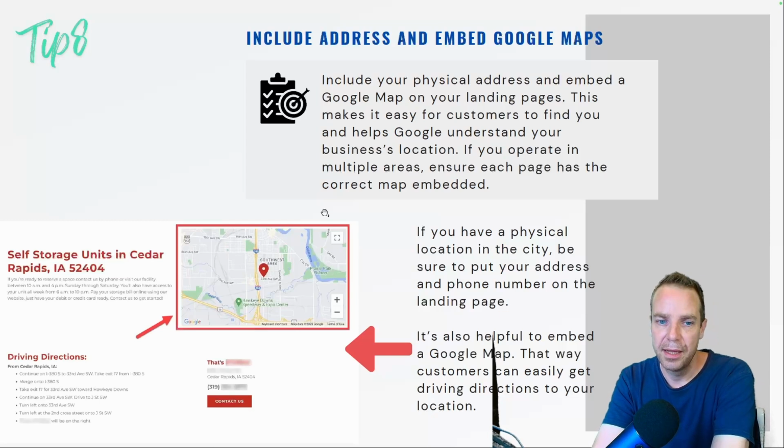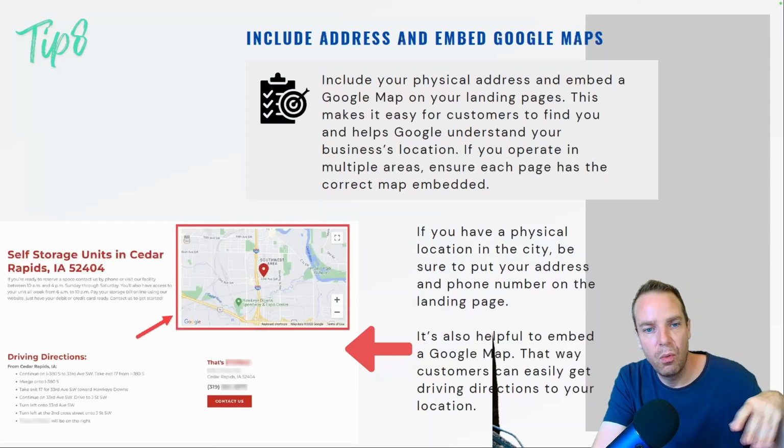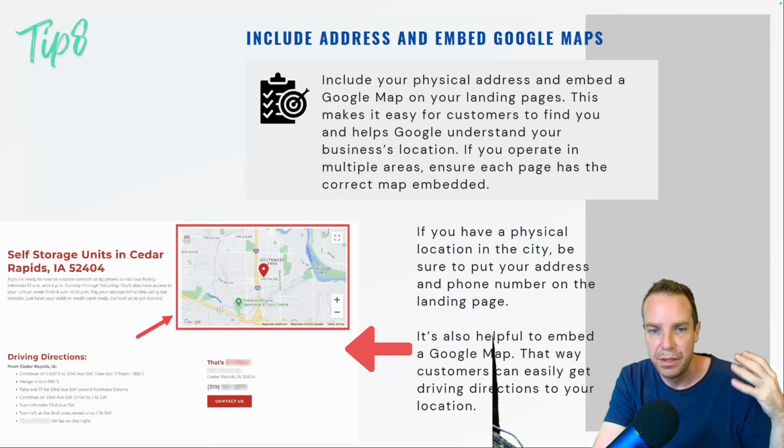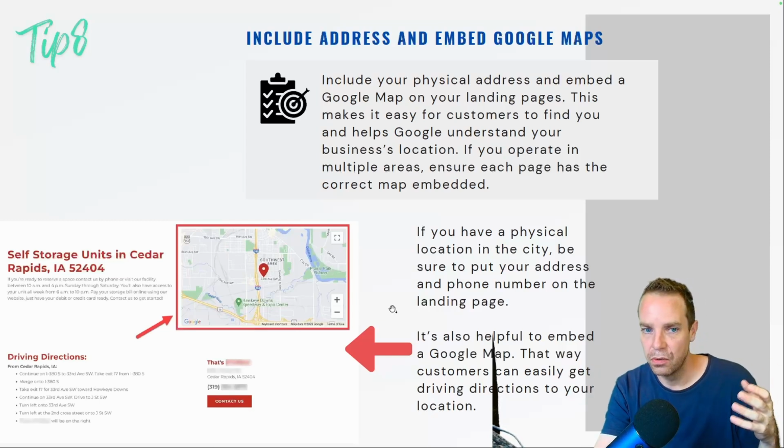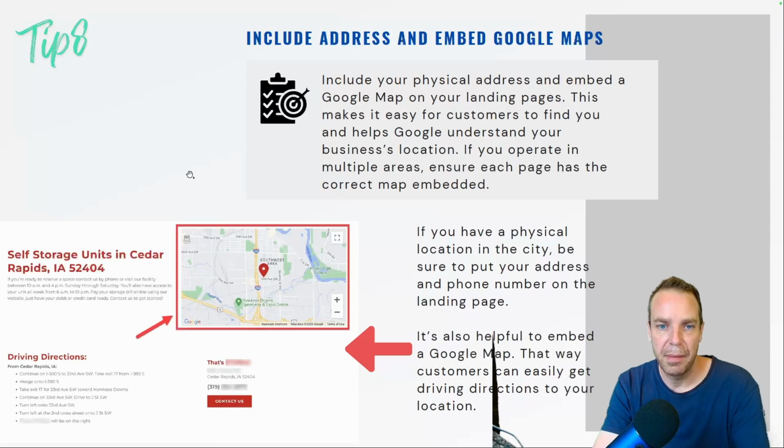But make sure if you're building landing pages for your specific locations and specific services, then put in the maps. When a customer lands on your landing page, they can directly see where your business is located. And maybe they want to visit your business, or if you have a service-based business, they can also see in which areas you are active. Make sure that you embed this. If you have a physical location in your city, be sure to put your address and phone number on the landing page.